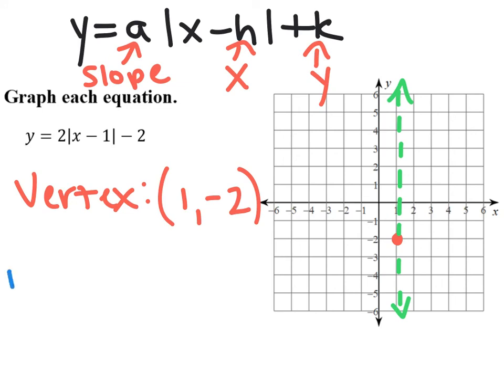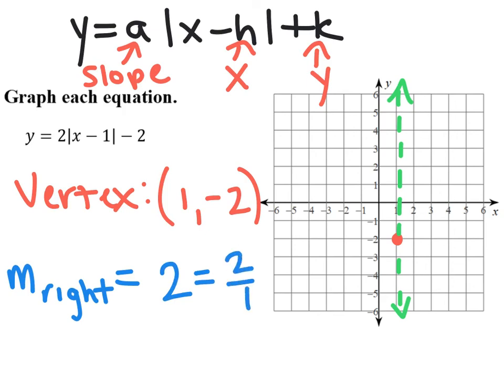Next, I can determine from the equation that the slope of the right side is 2, which can be rewritten as 2 over 1. So I'm going to go up 2 and over 1 and draw in the line. Lastly, I'm going to reflect this point onto the other side and draw in the other side of the graph.